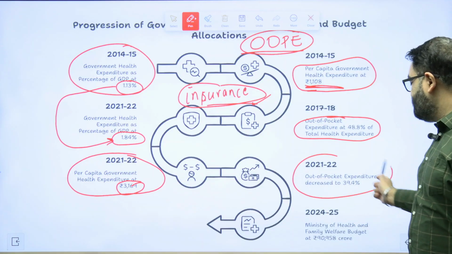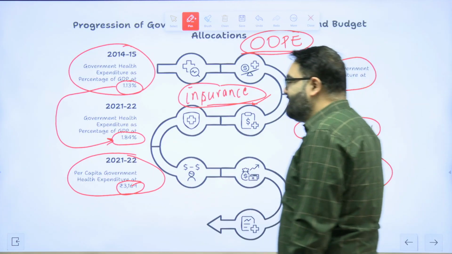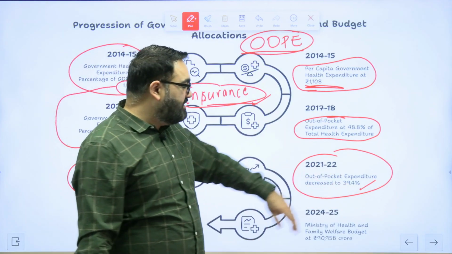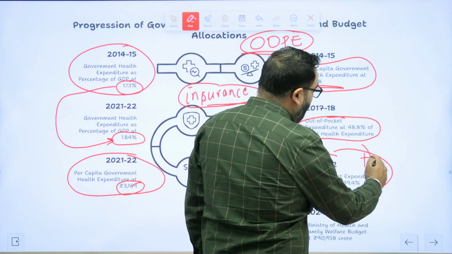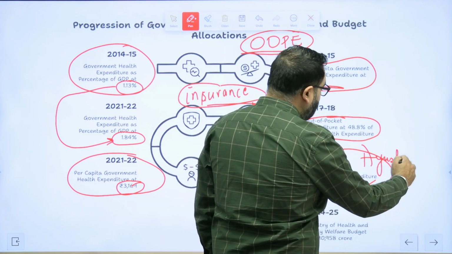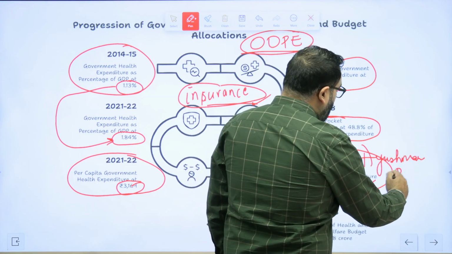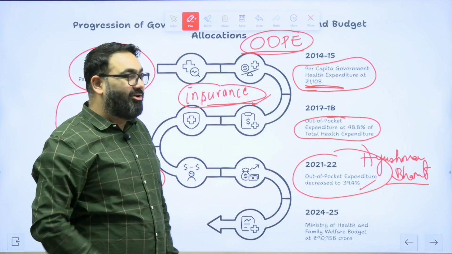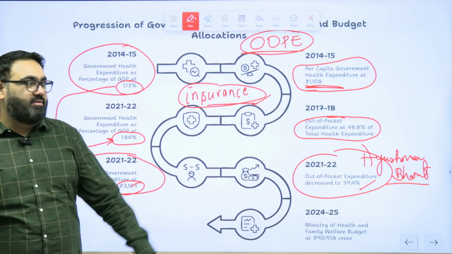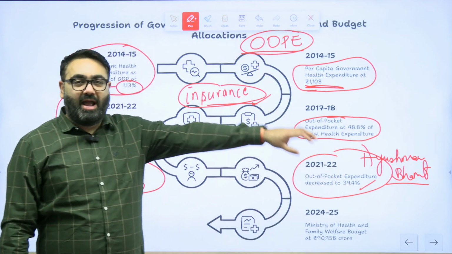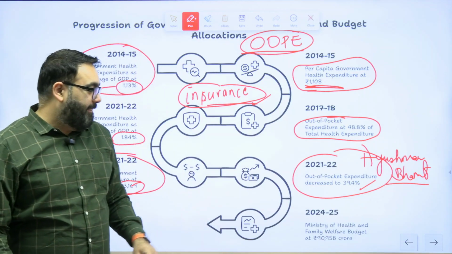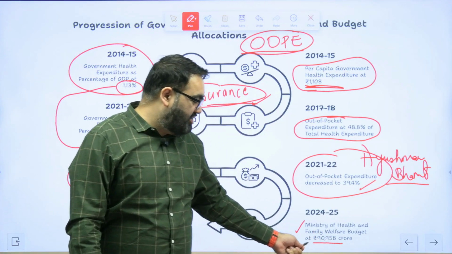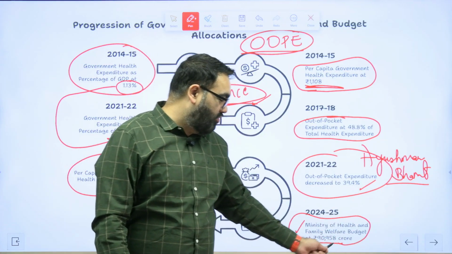In 2021-22, out-of-pocket expenditure also decreases to less than 40%, which is again a very big number. A big part of this was because of the Ayushman Bharat scheme. Under the Ayushman Bharat scheme, the 5 lakh insurance cover offered by the government, where the government will pay the premium on your behalf, helped a lot of people reduce the out-of-pocket expenditure. In 2024-25, the Ministry of Health and Family Welfare's budget was increased to close to 91,000 crore.